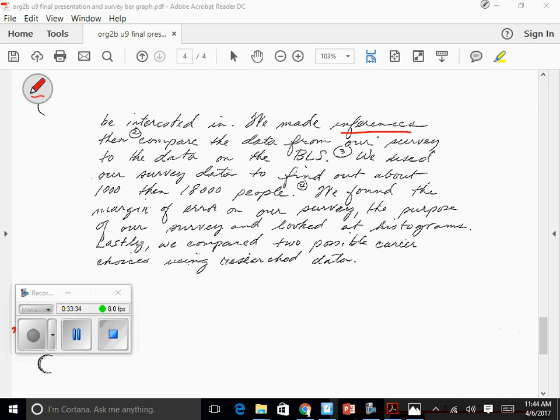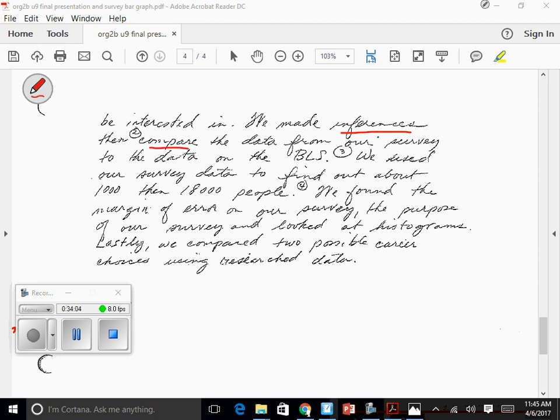Some people didn't know what inference kind of meant, so they didn't know what to write. Then we compared the data from our survey to the data on the BLS. Remember when we did our own little percent versus the big numbers? Okay, we did that. So we inferred, we compared. The third thing we did, we used our survey data to find out about 1,000, then 18,000, it's actually 18 million.